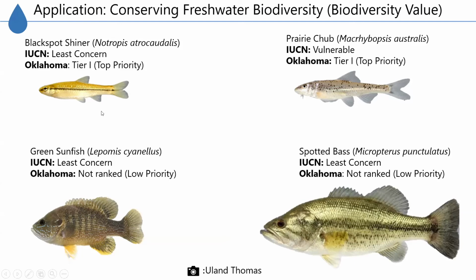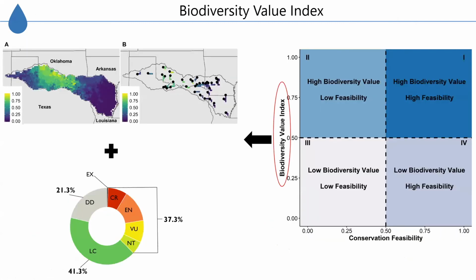So we have things like the blackspot shiner in Oklahoma that's a top priority, but in the IUCN it's least concern. Things like the prairie chub that's IUCN vulnerable, but in Oklahoma it's tier 1 top priority. And we also had some popular recreational fish, things like spotted bass and the green sunfish. So we had overall 31 fish species that represent a range of those conservation biodiversity values.